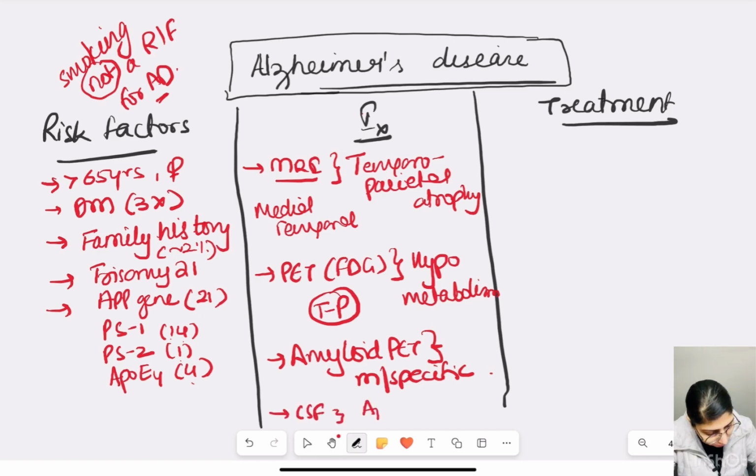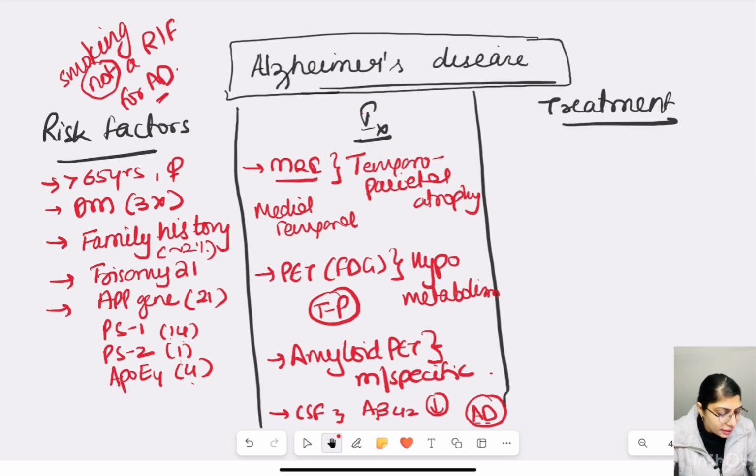If we talk about CSF, so please try to remember that A beta 42 levels in CSF go down, right? So I usually try to remember this with the mnemonic AD.